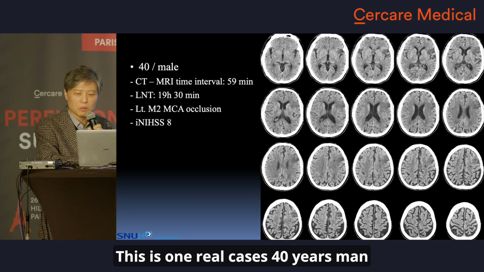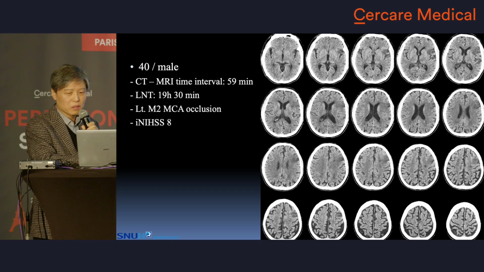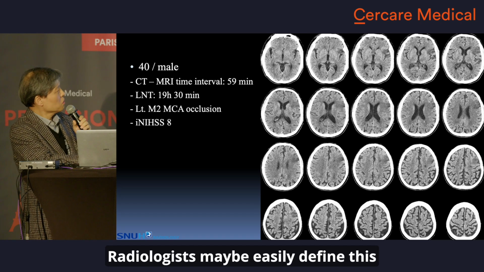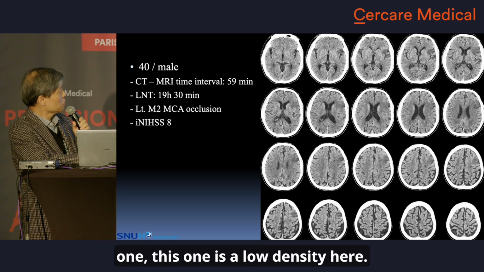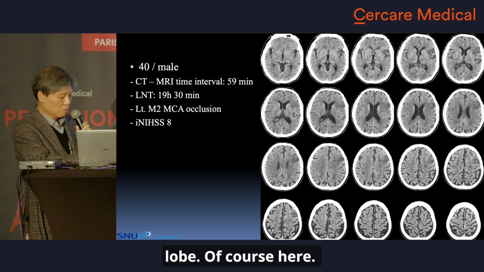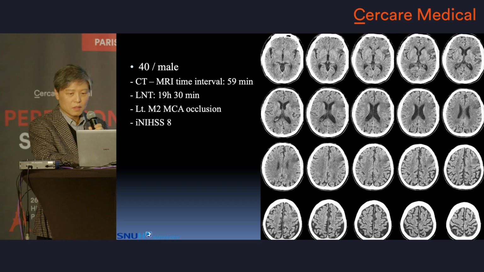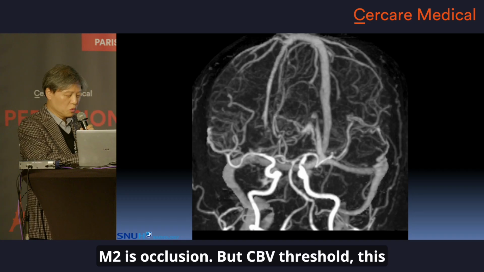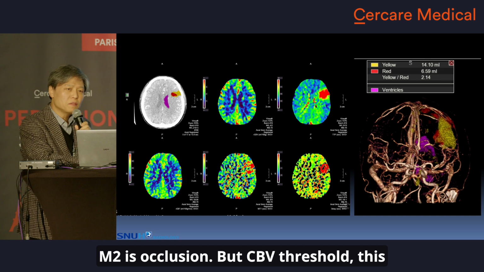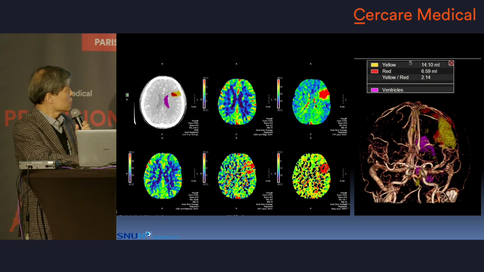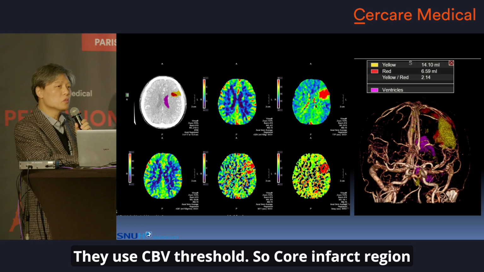This is one real case. A 40-year-old man, non-contrast CT. Where is the lesion? A radiologist may easily define this one. This is a low density here, the insular and frontal lobe, also here. On CTA, M2 is occluded. But with the CBV threshold, this is Canon Toshiba, now it's Canon, right? They use the CBV threshold.